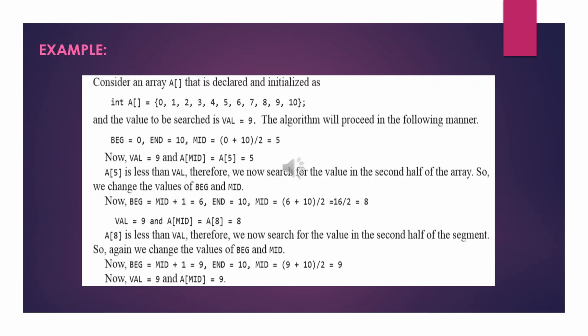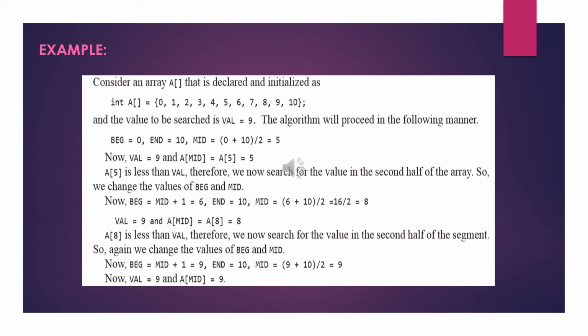Now let us understand it better with another example. This is an example of an array of type integer. The name of the array is A, and there are elements from 0 to 10. So here they have taken the names as beginning and end. You can take it as low and high, that is not a problem. So beginning equal to 0 and end equal to 10. So mid will be 0 plus 10 by 2, that's 5.